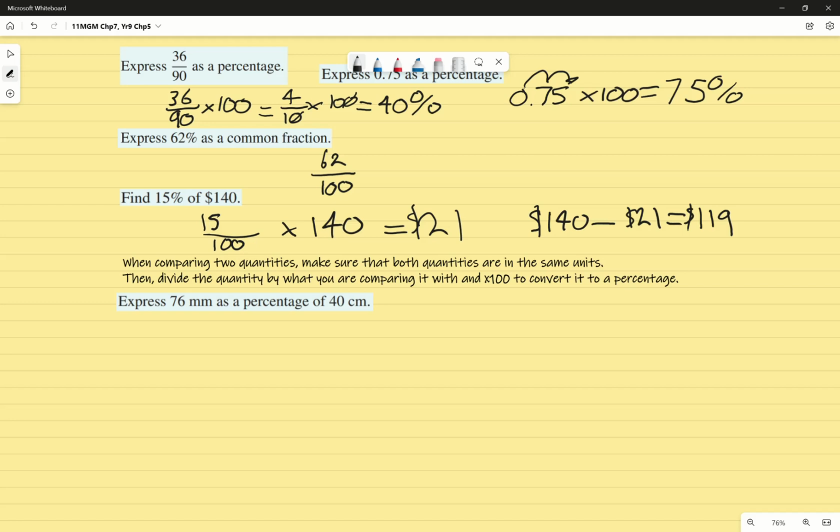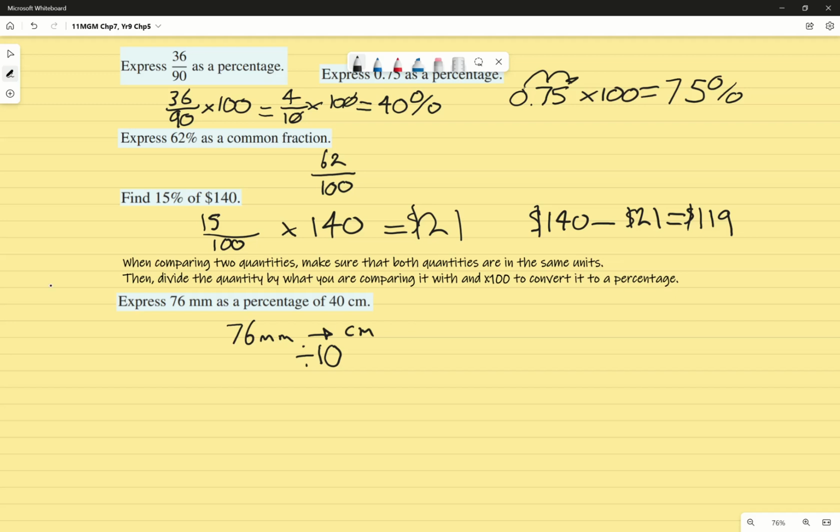So this is yesterday's content. Can anyone help me out? 10? Yep. So are we dividing or multiplying? So going up a unit, right? We're dividing. Perfect. So when we go to a larger unit, we divide. So we're going to divide 76 millimeters by 10 to get centimeters.